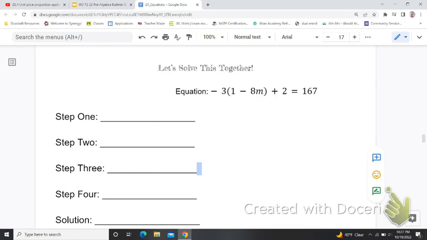Hi, this is for my pre-algebra class, and I believe this is on page 10 of your Unit 2A packet. These are now multi-step equations beyond 2 steps. I'm going to show you a general strategy to solve them.